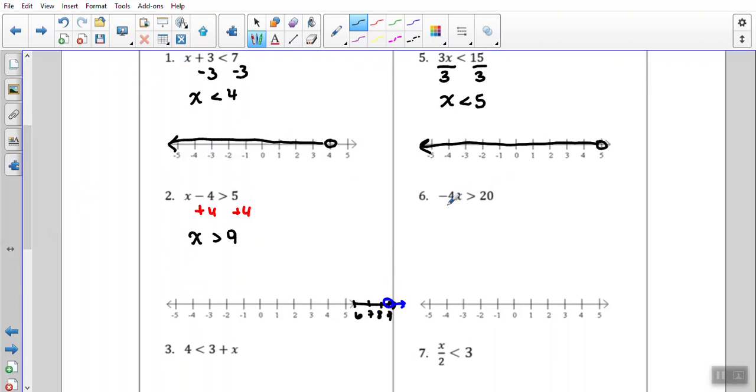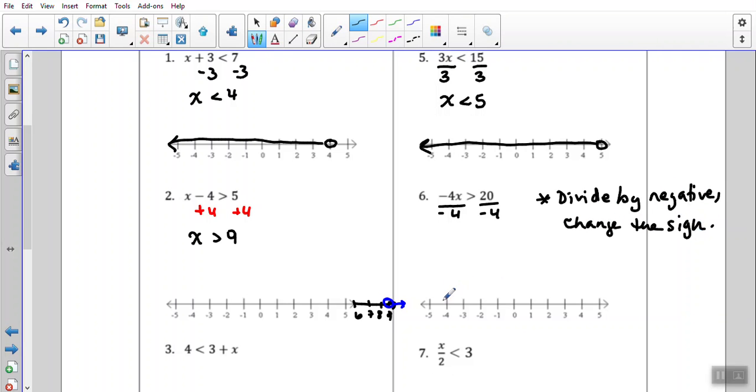Over here, number 6, to get rid of the negative 4, I'm dividing both sides by a negative 4, and then just remember that dividing by a negative, we have to change the sign. So you have x is greater than negative 5. I'm going to go to x at negative 5, 20 divided by negative 5. We're going to put an open circle, and x is greater, so we're going to shade on the right side.